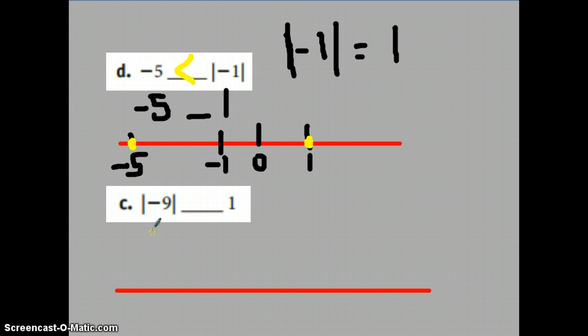And our final example, we've got the absolute value of negative 9. So we would write it like this. The absolute value of negative 9 is actually going to be 9 because remember absolute values are always positive. And negative 9 is 9 units away from 0. So we're actually going to rewrite this to say 9 is greater than or less than 1. Well, now they're both positive, so all we have to remember is which one's bigger, 9 or 1. And it's going to be 9 in this case. So we've got the absolute value of negative 9 is greater than 1.